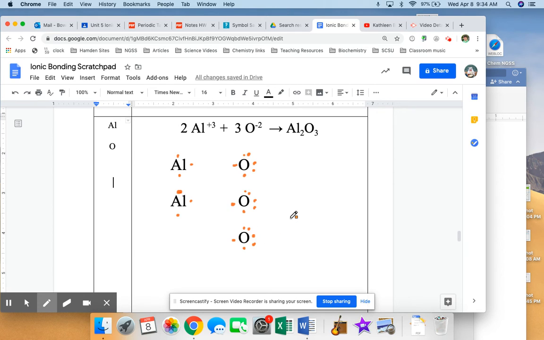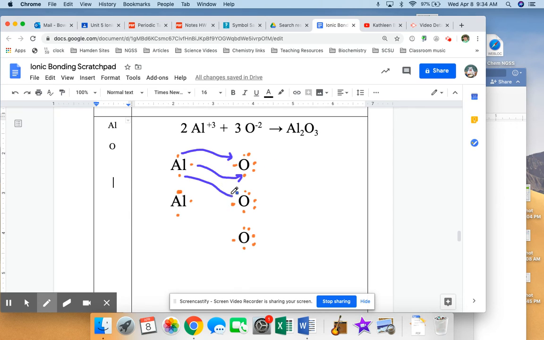Okay. How do we know which one wants to give and which one wants to receive? Al has a +3, so that means it wants to lose negative charges. O has a -2, so that means it wants to get more negative charges. Remember, those electrons are negatively charged. So Al is going to give 1 electron here and another electron there. But oxygen doesn't want any more because now it has 8, right? It had 6 and it got 2 more. That oxygen's fine. That's why we need the other oxygen.